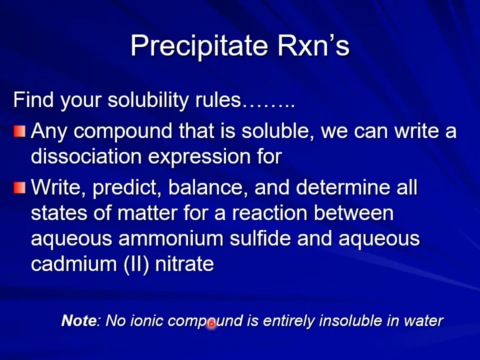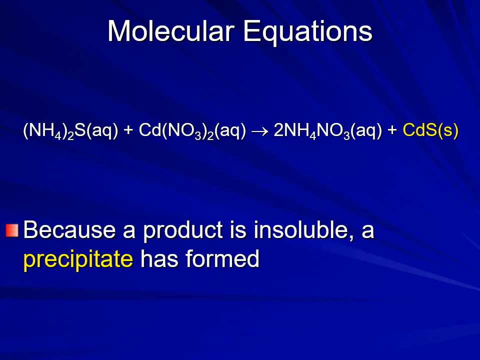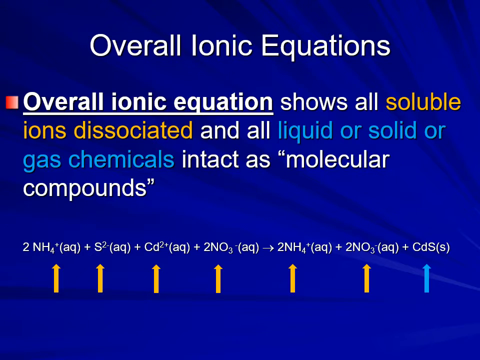And now we have an example down here. I believe we worked this out as well. All states of matter for ammonium sulfide reacting with cadmium 2 nitrate, and both of these are aqueous, both of these are soluble. So this is what we came up with, in the fact that as they react together, we have ammonium nitrate forming and we have cadmium sulfide forming. Cadmium sulfide is insoluble in water, and so I've highlighted it here as a solid, and this means that it's a precipitate, so a precipitate has formed.